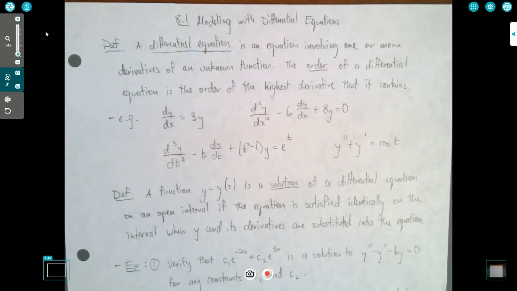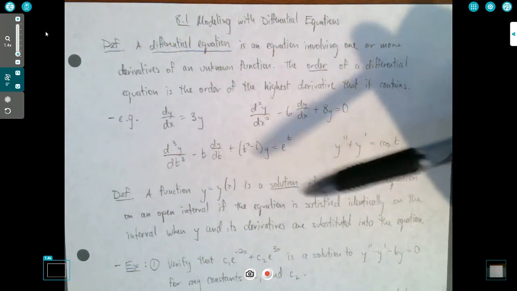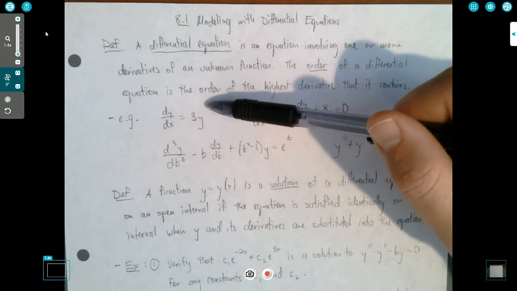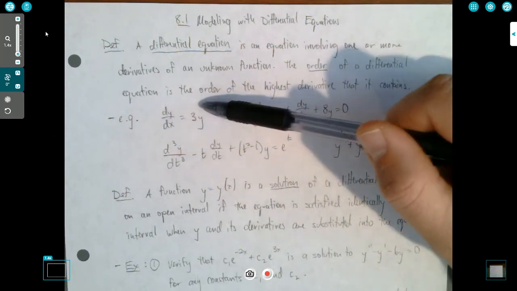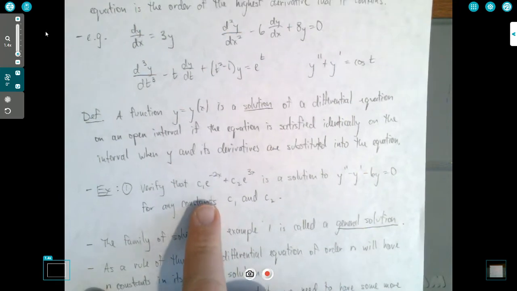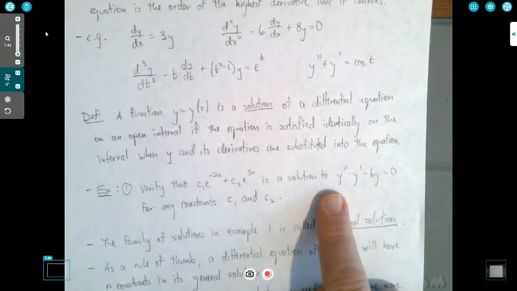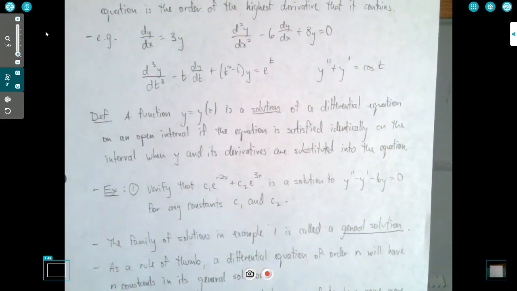Like any equation, a solution is going to be anything that satisfies the original equation. So in other words, a solution to this differential equation would be some function y, so that when you plug in y here, and when you plug in its derivative there, you get a true statement, right? So let's verify that this equation, c1 e to the negative 2x plus c2 e to the 3x, is a solution to this differential equation, y double prime minus y prime minus 6y equals 0. And this will be true for any constants c1 and c2. So let's verify that.